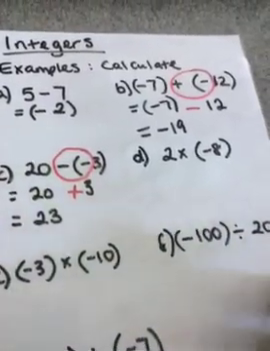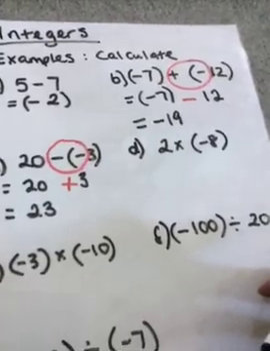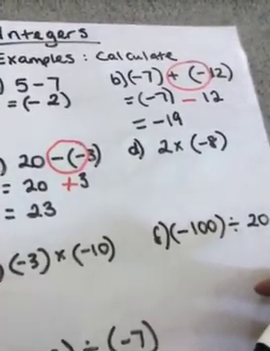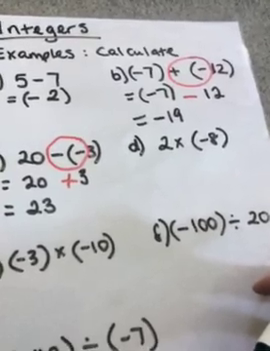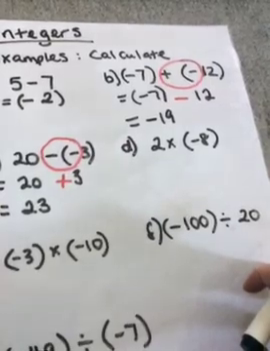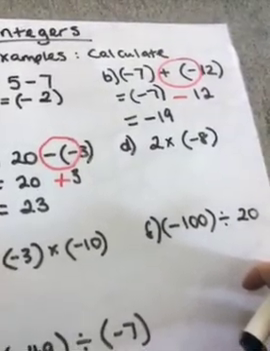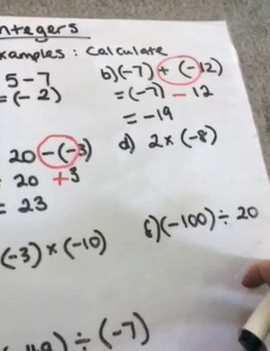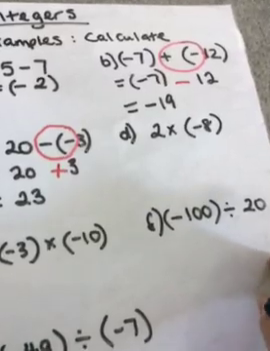Now, multiplying negative numbers and dividing negative numbers. If you have 2 positives, you're going to get a positive answer. If you've got 2 negatives, you're also going to get a positive answer, which is why, if you remember back to squaring numbers, that -3 squared is +9 because it's -3 multiplied by -3. But if you have different signs, then you're going to get a negative answer.